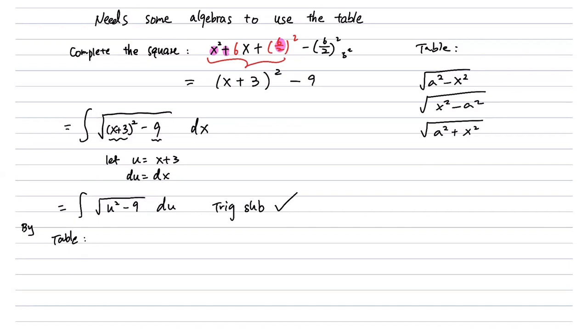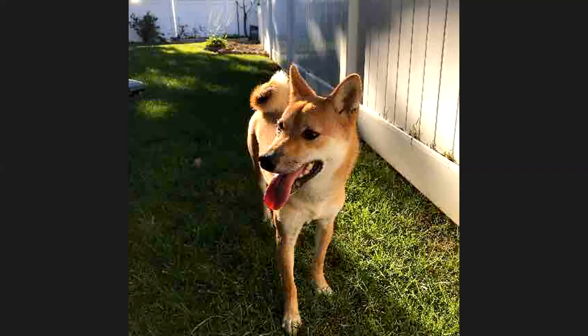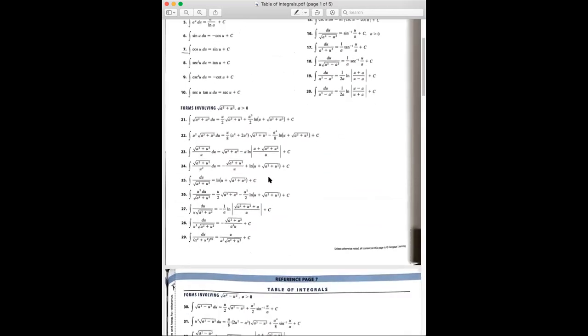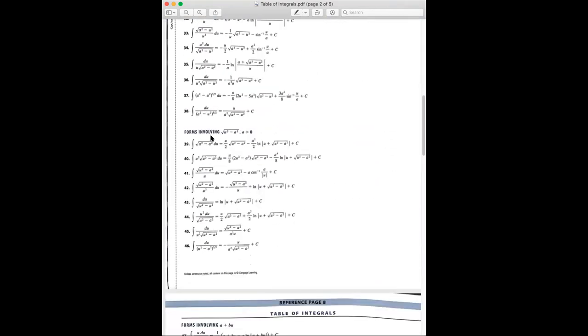So you have radical u squared minus 9. That should be straightforward now. Let's take a look at the table again. So if you're dealing with u squared minus a squared, let's go to that, which is this one. This is the form involving this, and that will be just number 39, right? And then we don't even have a u squared outside or over u underneath, right? So it will be just 39 right here.